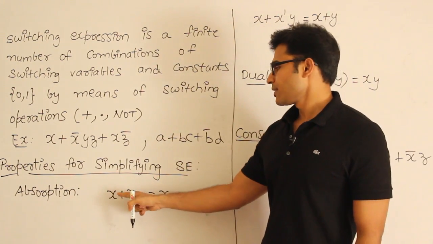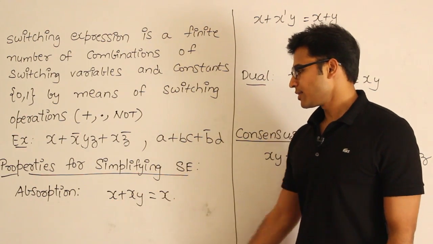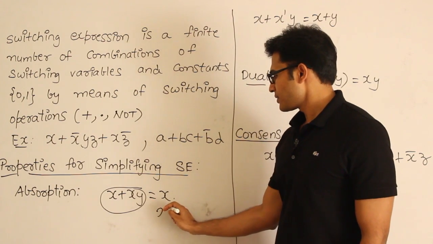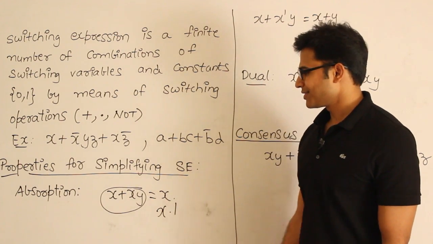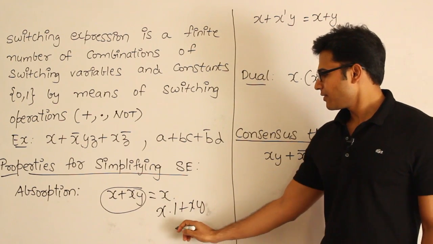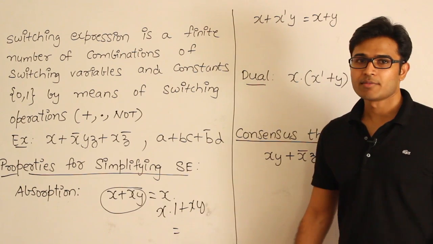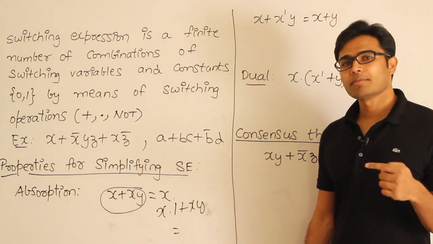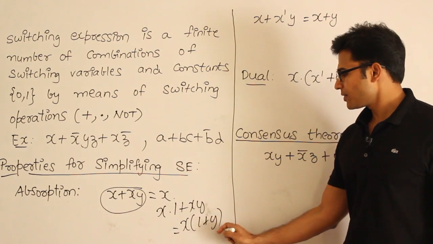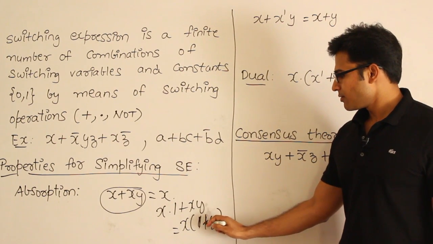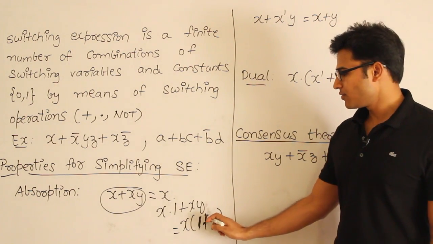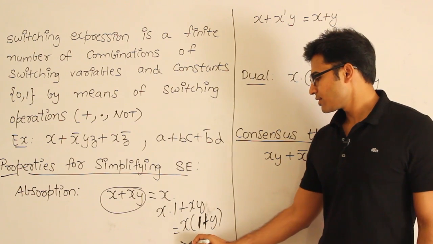So, how can you write this? x plus x into y. You could write it as x ANDed with 1, plus xy. Then you could pull out x as common. Why? Because dot is distributive over plus. Using that rule I am pulling out x as common. Then what is remaining? 1 plus y. And you know that 1 plus y is nothing but always 1. So anything ORed with 1 is 1. So what is this? Directly x.